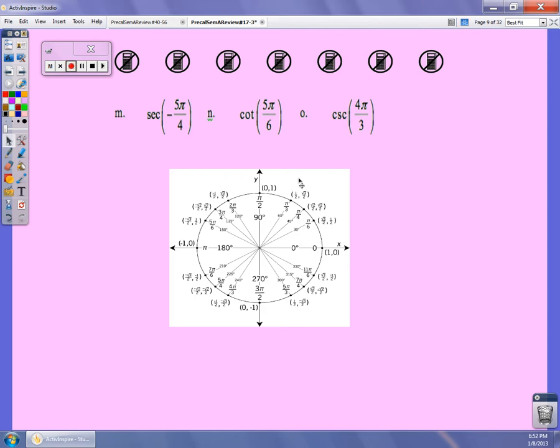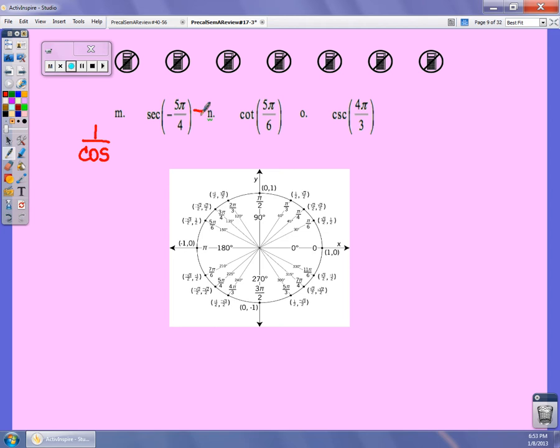On M, we are doing secant. Remember, secant is really 1 over cosine. Okay, we're doing secant of negative 5 pi over 4. So again, we're working in a clockwise direction. 1 pi over 4, 2 pi over 4, 3 pi over 4, 4 pi over 4 gets us to 180 degrees. Negative 5 pi over 4 is really 3 pi over 4. And we want cosine, which is negative square root of 2 over 2, but we want the reciprocal of that because we're looking at secant.